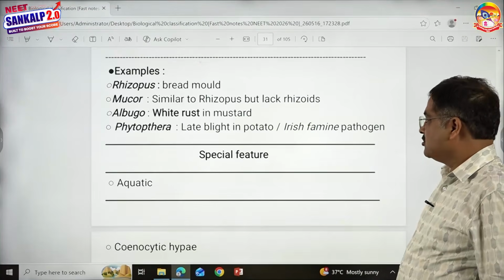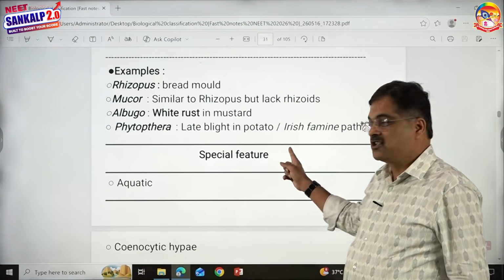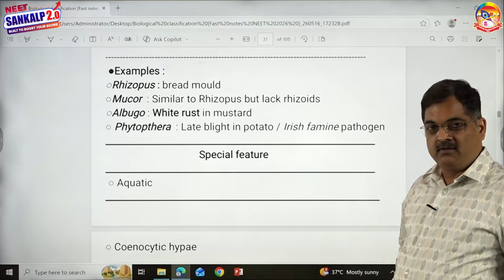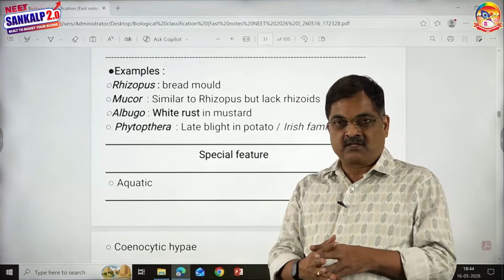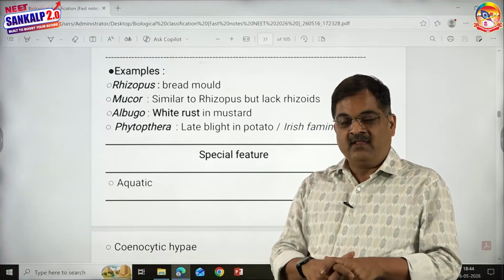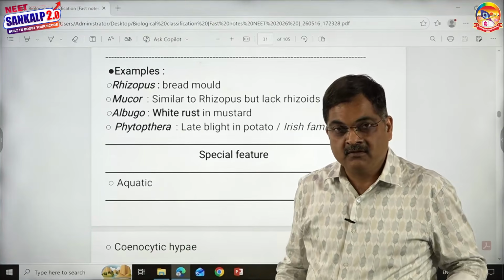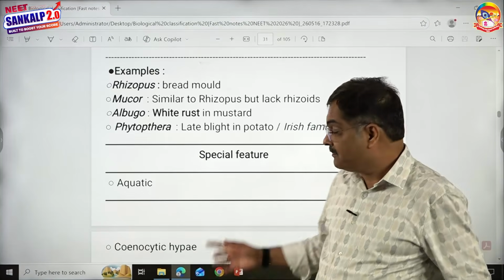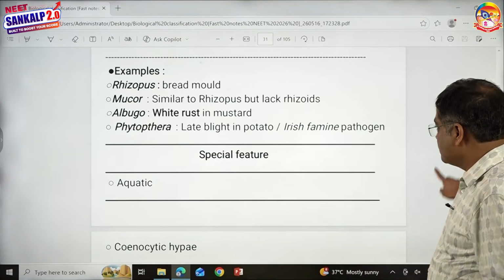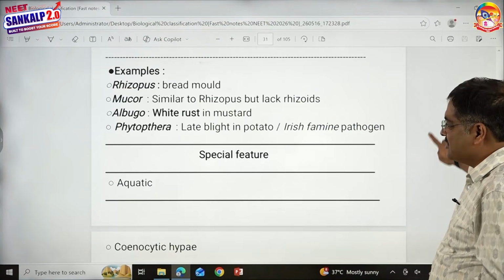Late blight in potato, which caused the Irish famine, is Phytophthora. People started concentrating on plant diseases for the first time when the entire Ireland went into famine because of this pathogen, which devastated the entire potato crop. Anyway, that's a different story. It's not in the NCERT book, not that important.